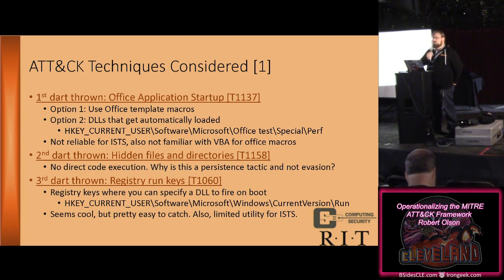The second technique was T1158, hidden files and directories. I don't really understand the classification for this and why this is considered a persistence tactic when it doesn't actually result in code execution. It seems to be a miscategorization. It really should be categorized as an evasion technique, but I don't know. That's just me.